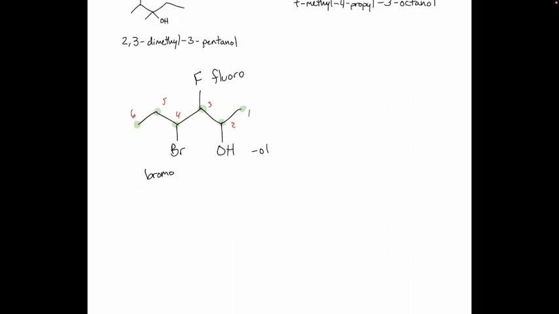And again, when I assemble my name, I'm going to make sure to put these substituents in alphabetical order. So the bromo gets listed first. 3-fluoro, 2-hexanol. Cool? All right, so next time we'll pick up with reactions of alcohols. This gets us up to our nomenclature here.